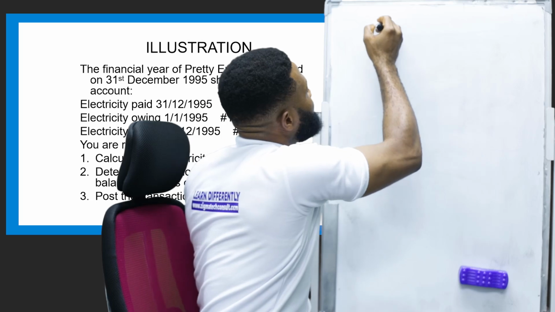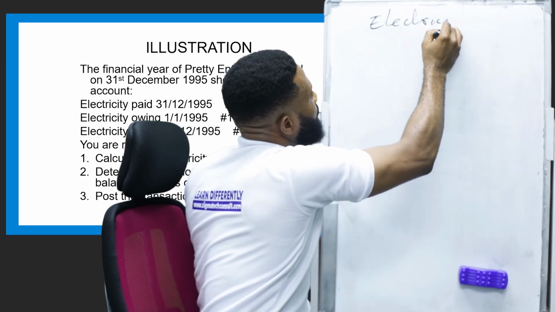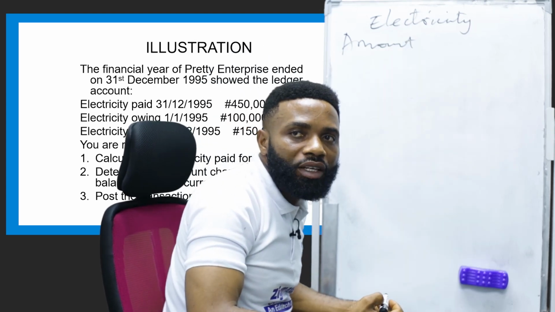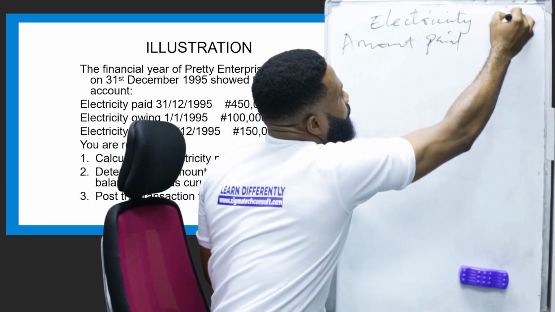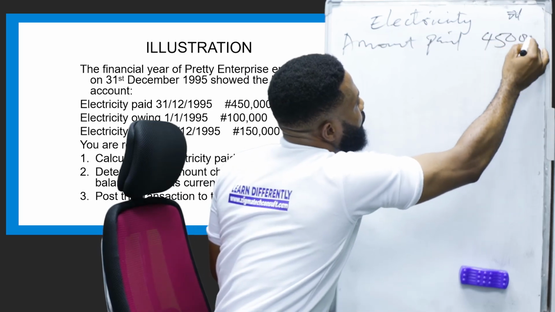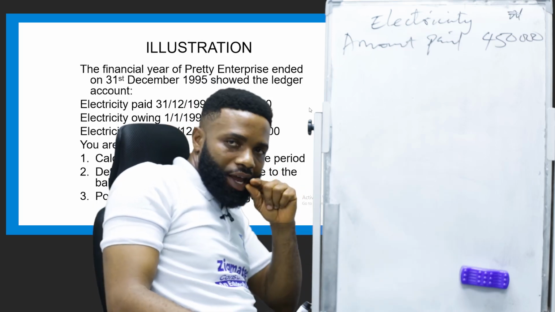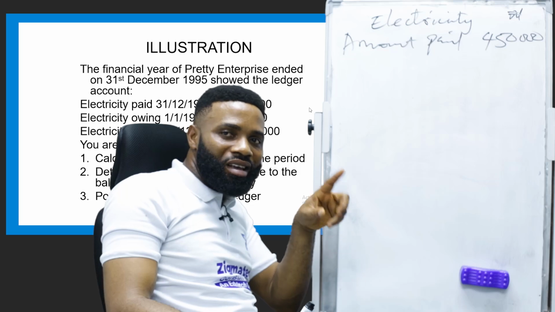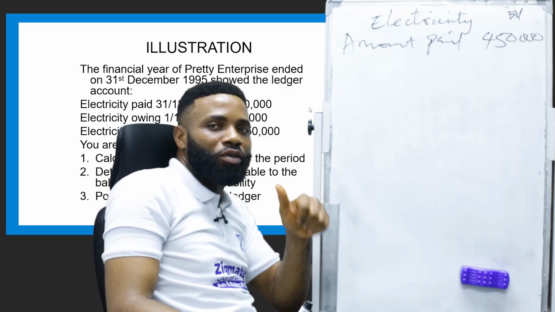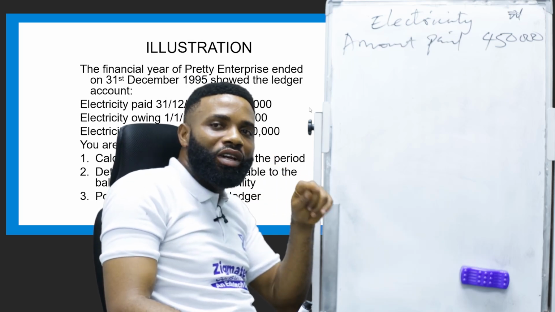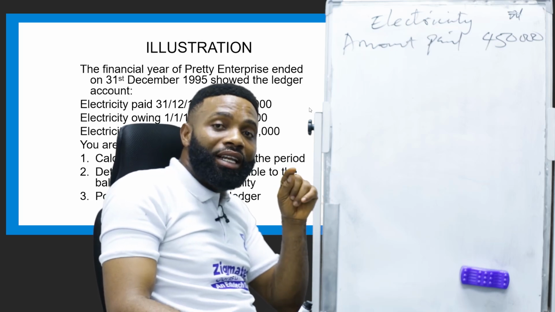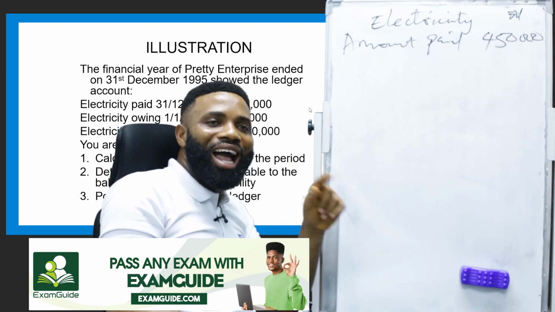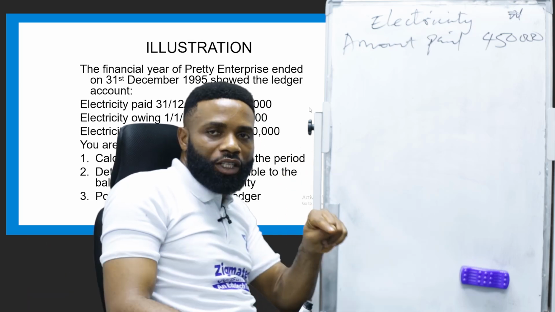Let's quickly explain this. It is electricity. The amount you have paid for the period is 450,000. Now we have two owing amounts here, 1st January 1995 and 31st December 1995. Anything that is owed on 1st January is not meant for the current year. It is brought into that year from the previous year. So the 100,000 appearing on 1st January 1995 is an electricity bill that was meant for 1994, so that is not counted yet. Now let's look at electricity owing on 31st December. Even though we paid 450, we were still owing 150.